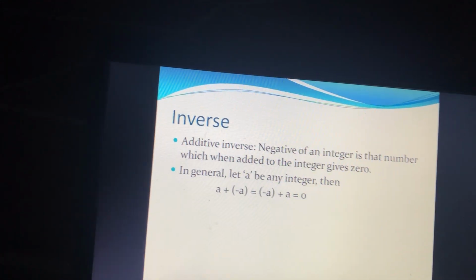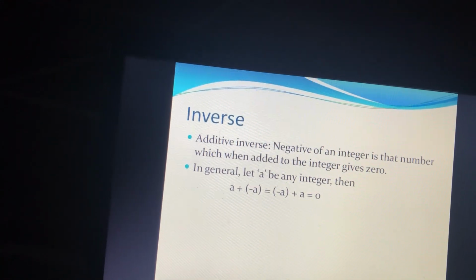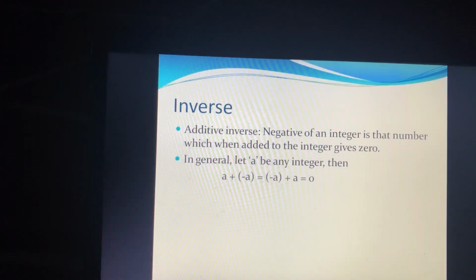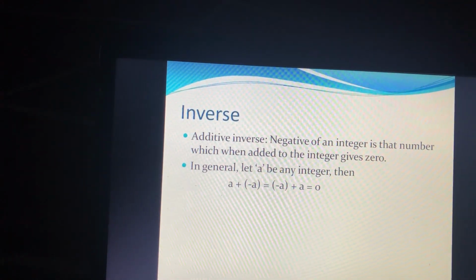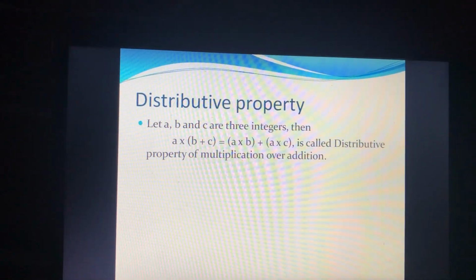Inverse in Hindi we can say ulta, right? So opposite. Inverse means opposite. So we have to change the sign. Opposite sign should be applied.